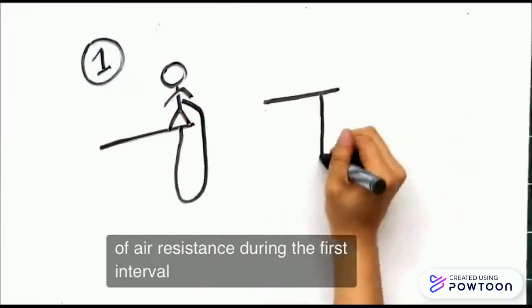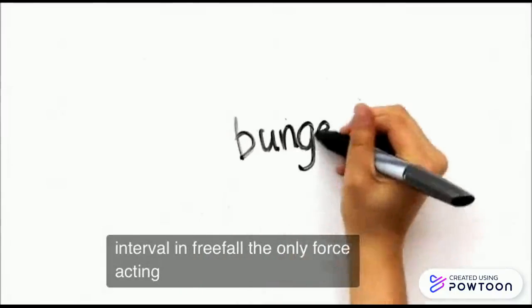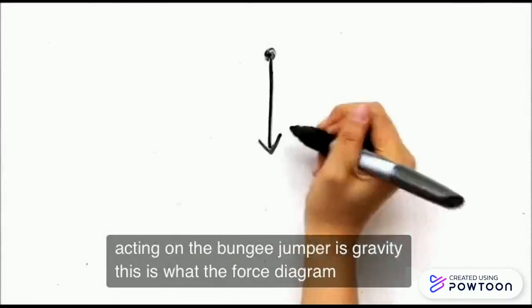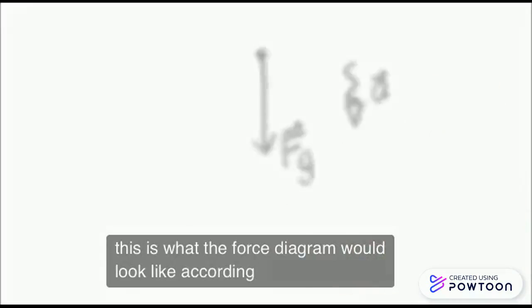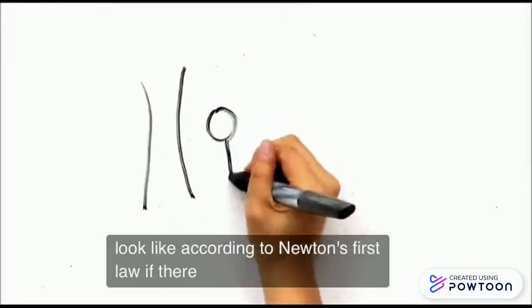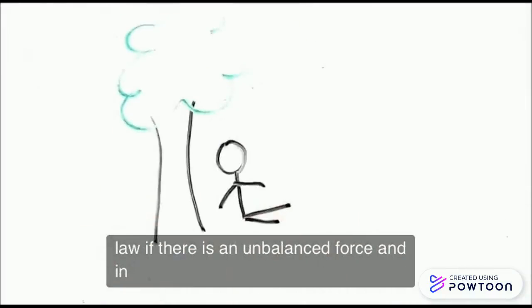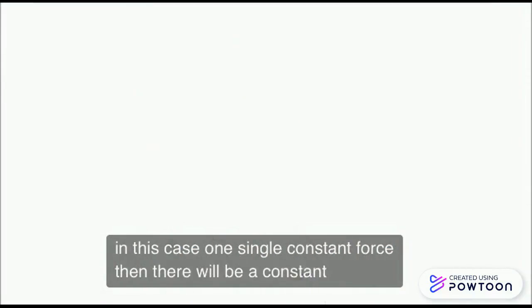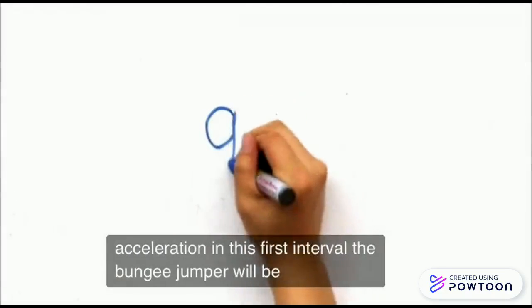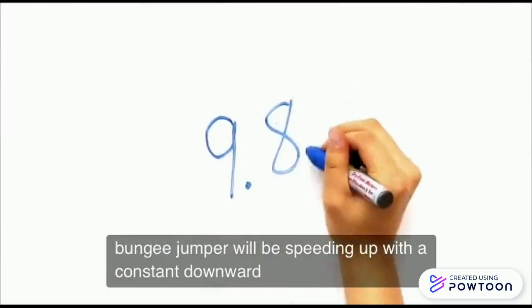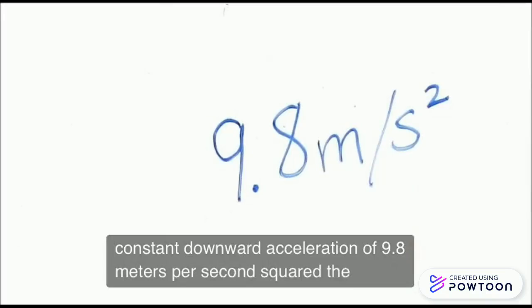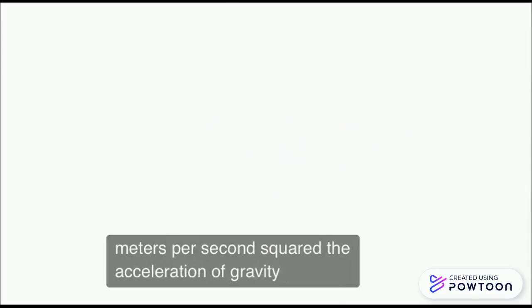During the first interval in freefall, the only force acting on the bungee jumper is gravity. This is what the force diagram would look like. According to Newton's first law, if there is an unbalanced force, and in this case, one single constant force, then there will be a constant acceleration. In this first interval, the bungee jumper will be speeding up with a constant downward acceleration of 9.8 meters per second squared, the acceleration of gravity.